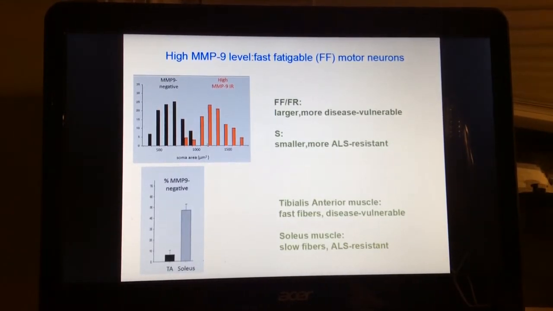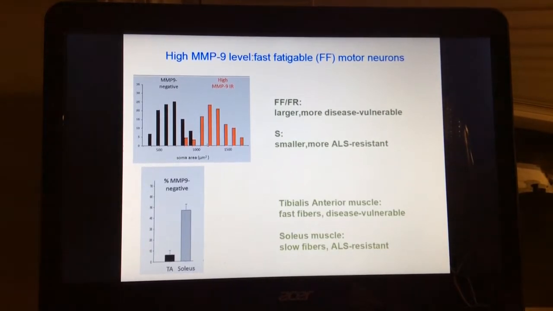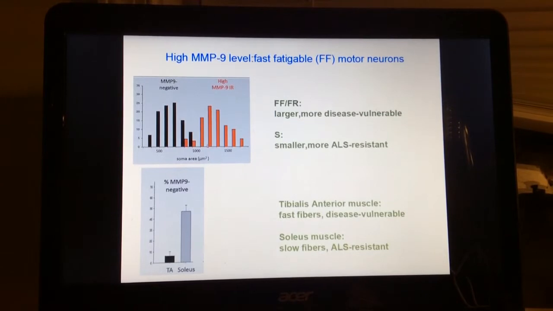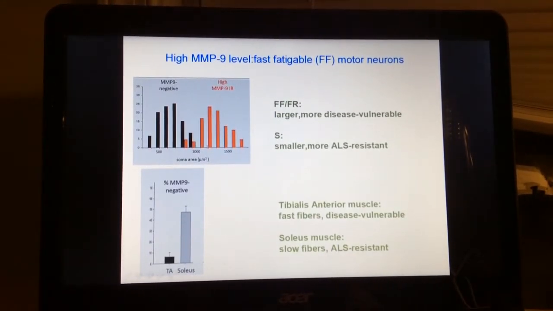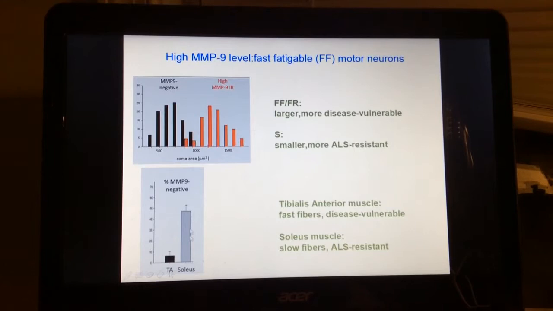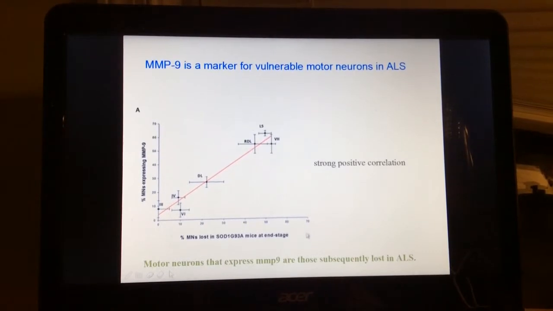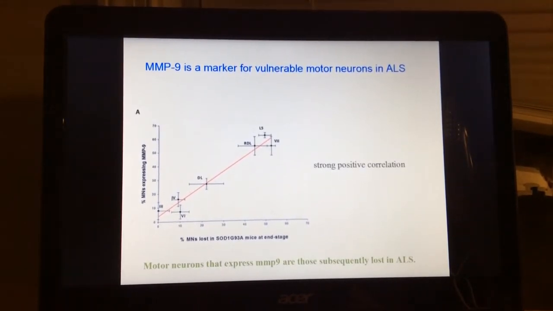The hypothesis is that fast muscle, which is TA muscle, would have more MMP9, and slow muscle, which is soleus muscle, would have less MMP9. The result is consistent with the hypothesis. Soleus muscle, we can see, has much more MMP9 negative motor neurons. Thus, she proved that high MMP9 is labeling the fast fatigable motor neurons.